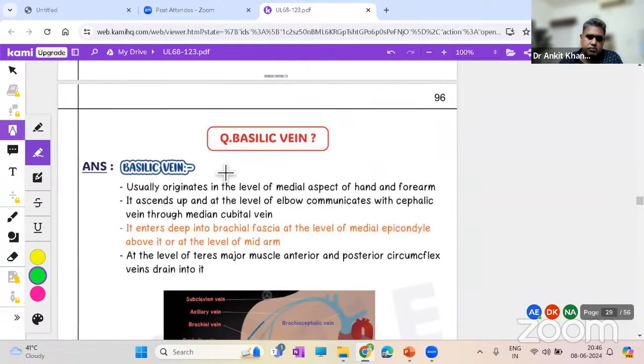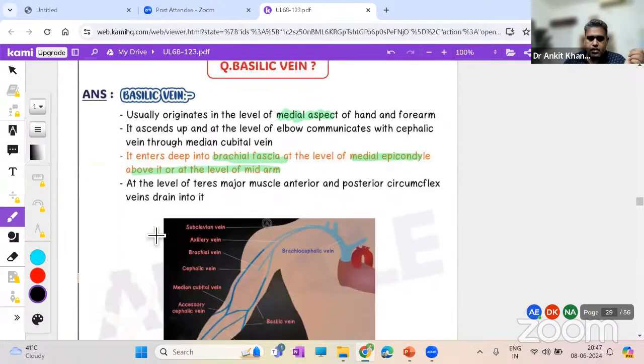Now, the basilic vein, same. It ascends on the medial aspect. That's the main difference over here. Then it enters deep into the brachial fascia at the level of the medial epicondyle above. So around the arm, this basilic vein, which is superficial, is not entirely superficial. It is superficial only till the forearm and the lower part of the arm. Then it enters into the fascia at the level of the medial epicondyle, that is just at the level of the elbow, you can say, at the mid-arm level. Now it becomes deep. Then we start calling it the brachial vein.